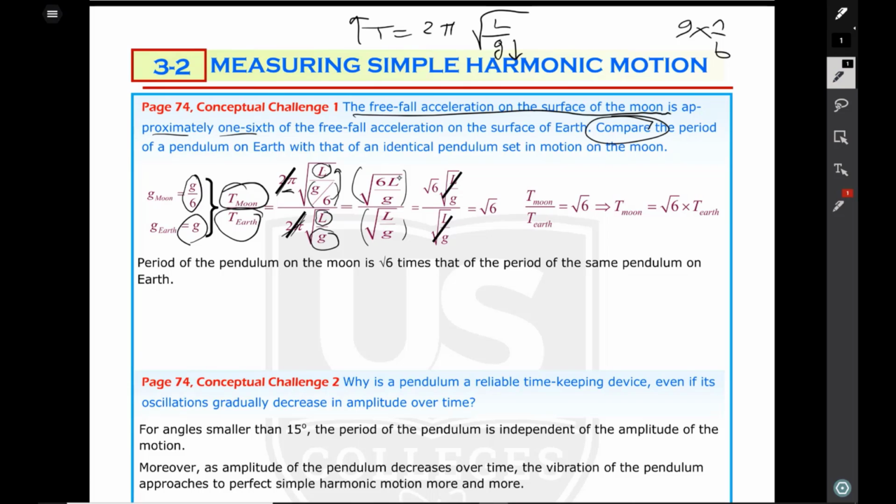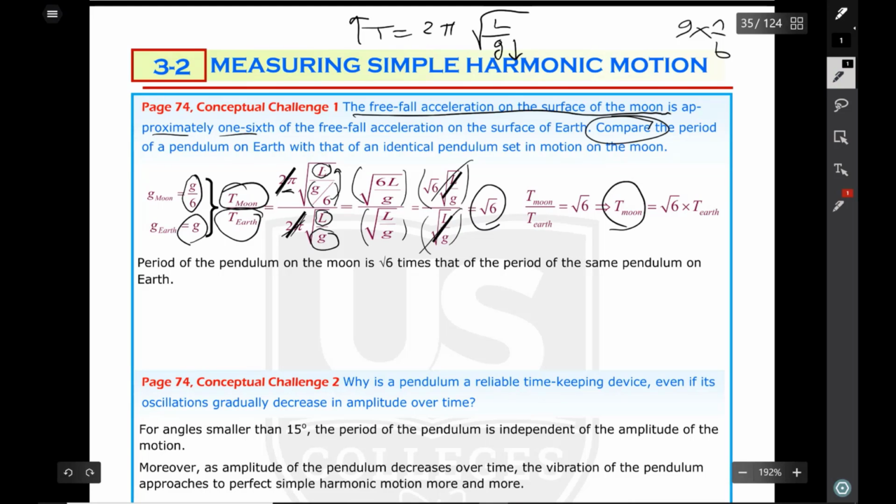Directly you can simplify L over g's, in fact, but I did it a little longer. I get the 6 out of the root and write L over g. Root 6 multiplied by root of L over g for the numerator. Denominator is root of L over g. Now root of L over g and root of L over g simplify. You got the answer as root of 6. So period on the moon is greater than period on the Earth by a factor of root of 6.